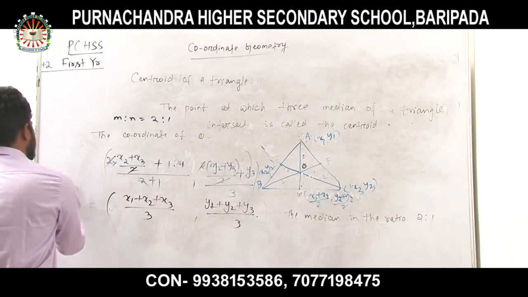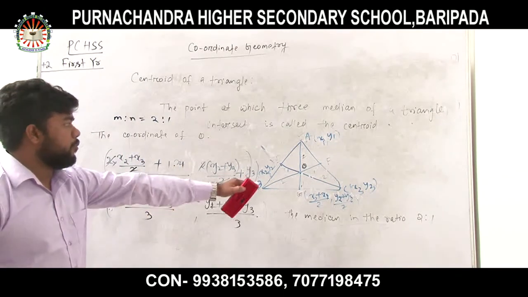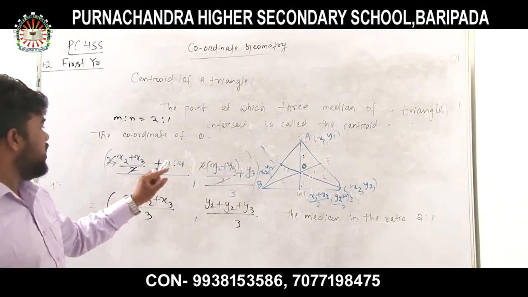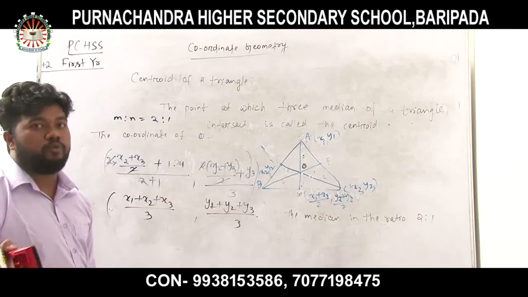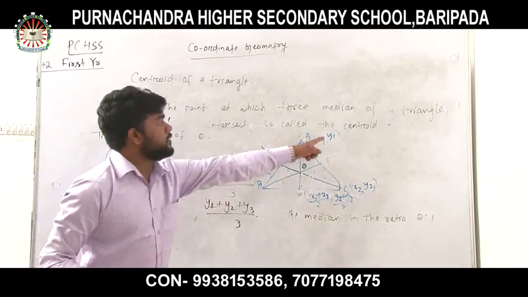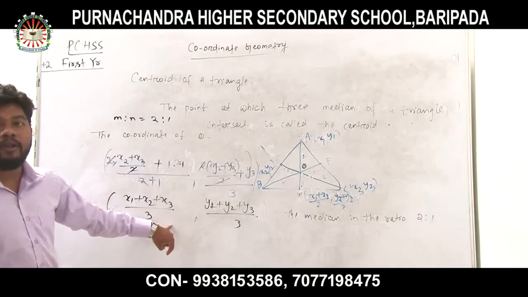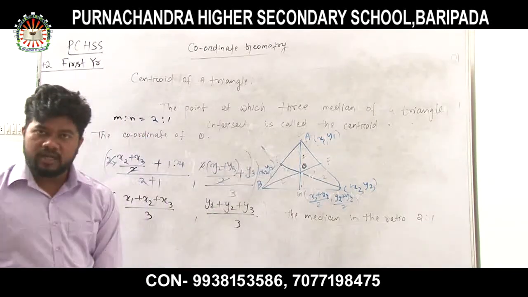This is the coordinate of the centroid O: x1 plus x2 plus x3 by 3 and y1 plus y2 plus y3 by 3. If all these points are given, by applying this formula we find the coordinates of the centroid.